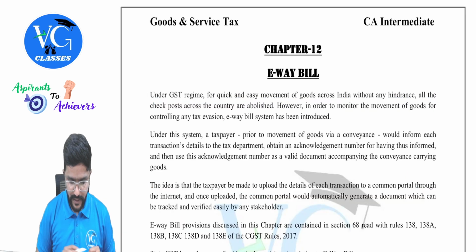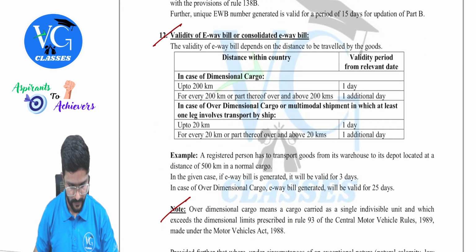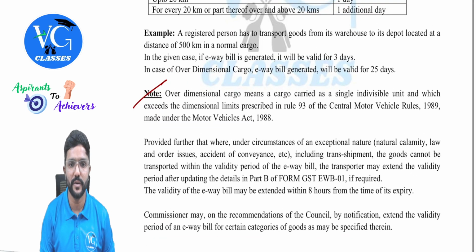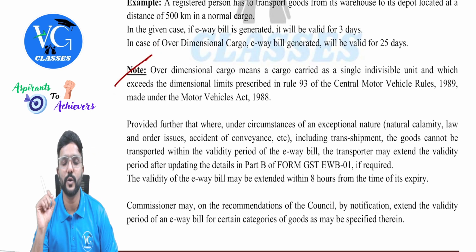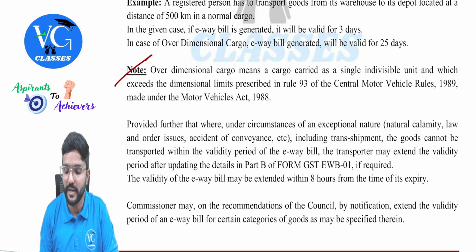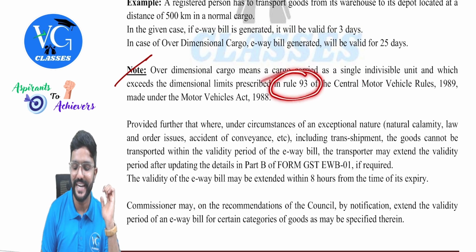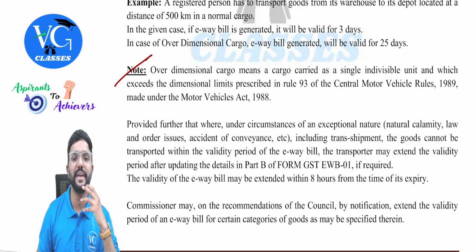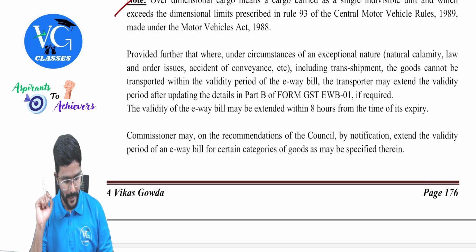Just a minute. I have given few examples in my provision book. I will just show you. What is over-dimensional cargo also? I have just given it. Sir, are we supposed to know it? No, guys. It is given in actually Motor Vehicles Act. Over-dimensional cargo means a cargo carried as a single indivisible unit, one vehicle, and which exceeds the dimensional limits prescribed in Rule 93 of Central Motor Vehicles Rules 1989, made under the Motor Vehicles Act 1988. That's all. Okay, fine.